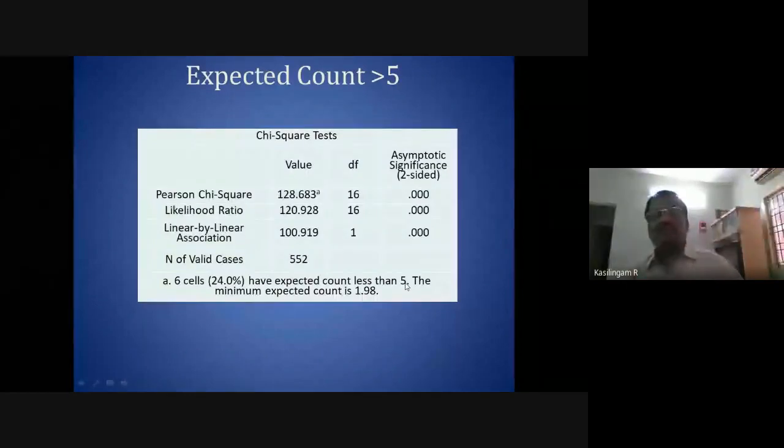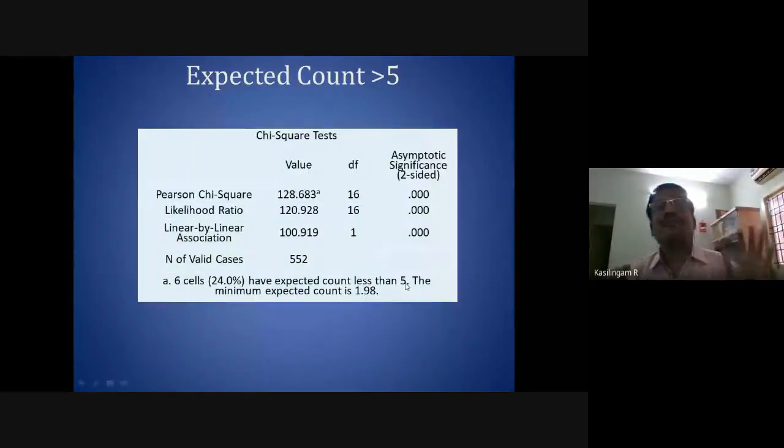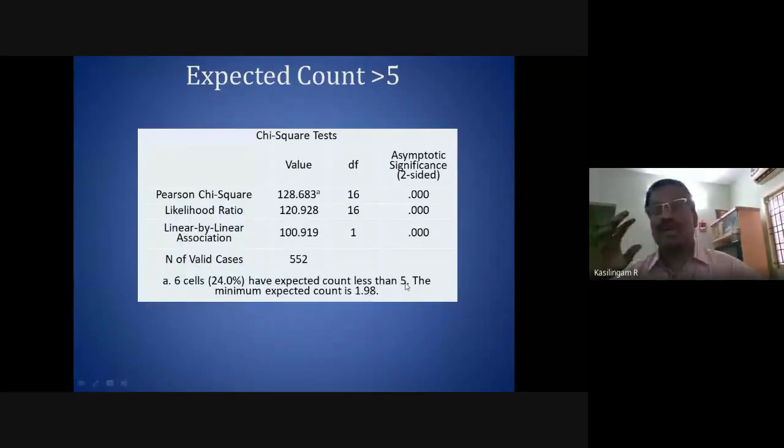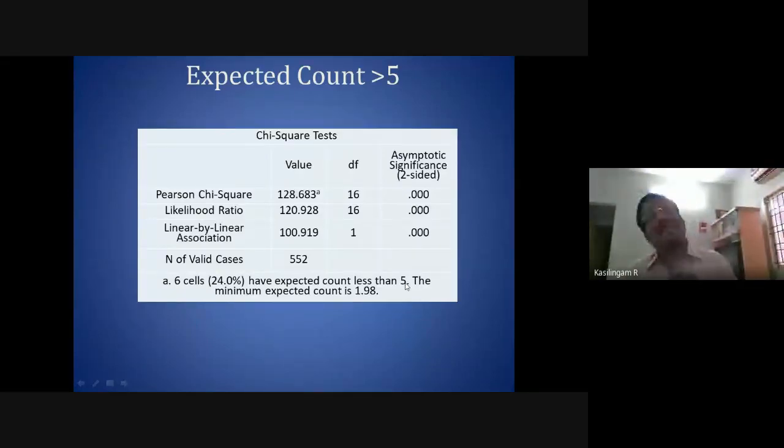This is the warning message it is giving. Gentlemen, you cannot have the expected count less than 5. Whenever you use chi-square, your expected value should not be less than 5. But in your case, there are 6 cells that have expected count less than 5. Now let us see whether it is true or not.